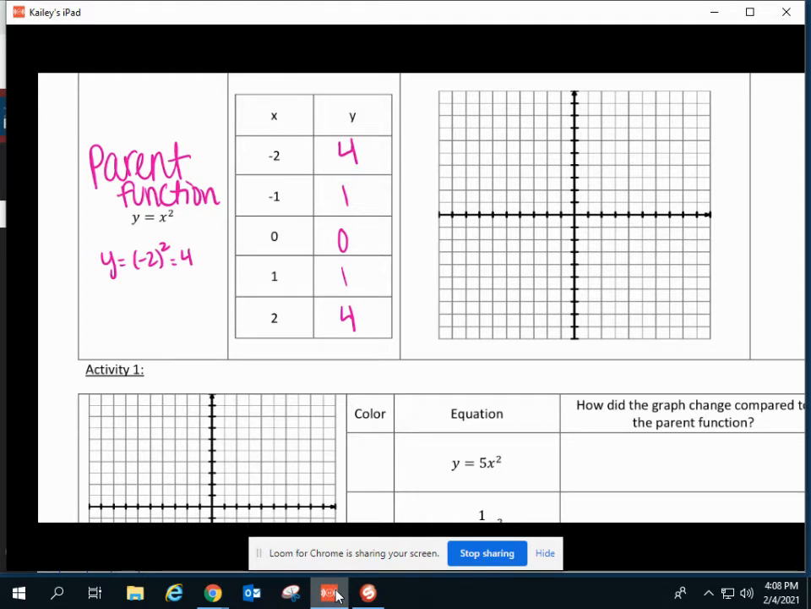So I'm going to plot those points on this graph over here to the right. -2, 4 is there. -1, 1, 0, 0. And then it goes back up on the other side. 1, 1, 2, 4. So that parent function, that's where all of our other functions will be based off of. So the transformations we learned today will be changing that function in some way.